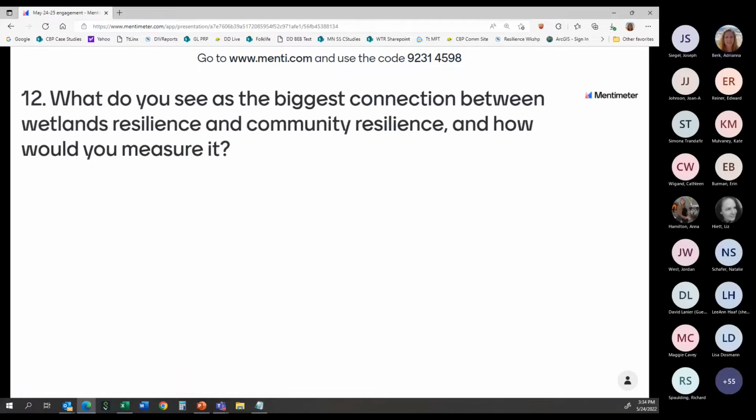Again, what do you see as the biggest connection between wetlands resilience and community resilience, those two? And how would you measure it? So again, the very open-ended question here.